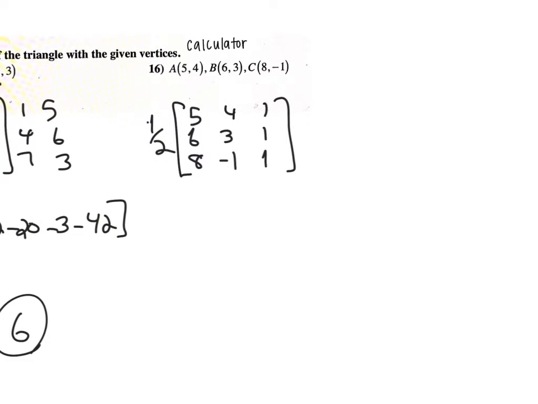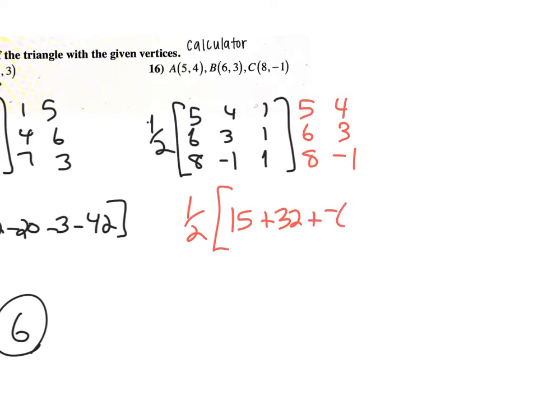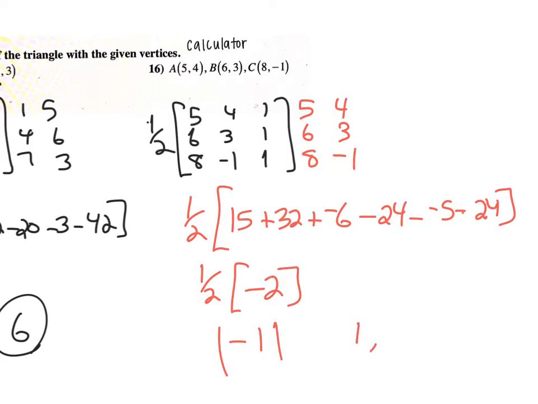Let's try the number 16 here. Same steps. Rewrite the first column out here. Rewrite the second column. So 1/2. Do your diagonals, 5 times 3 times 1, 4 times 1 times 8, 1 times 6 times negative 1. Then go the other way, minus 24, minus negative 5, minus 24. All right, let's add those up. 47, 41, 17, 22. I think that's negative 2. Take one more time, 47, 41, 17, 20, I think that's right. Half of negative 2 is negative 1, but remember you must do absolute value of it, so I get positive 1. You can use your calculator on that, which means you can do the button that says DET on your calculator.